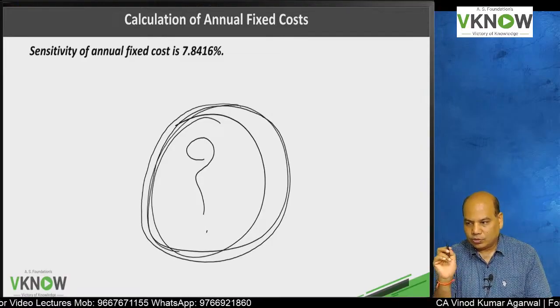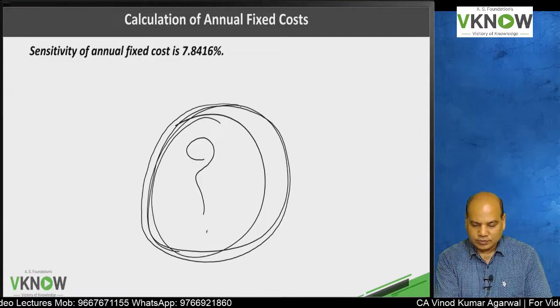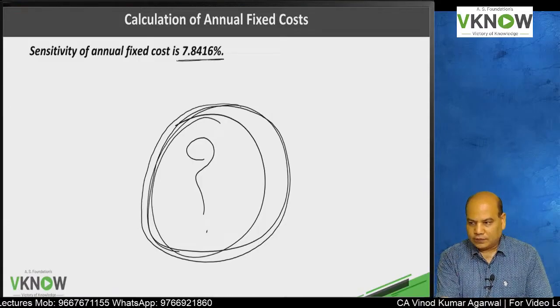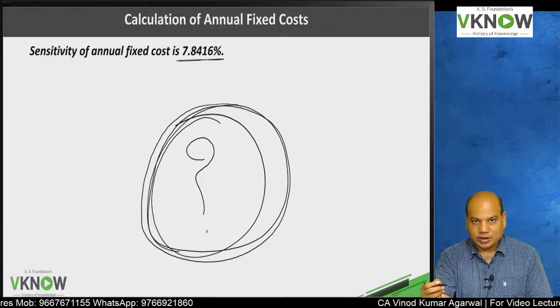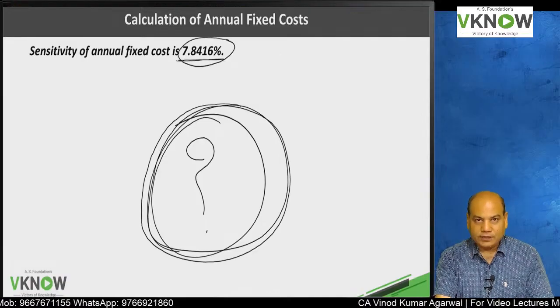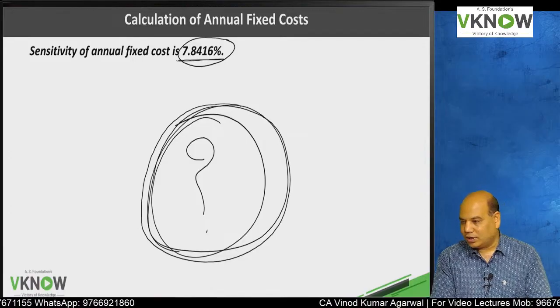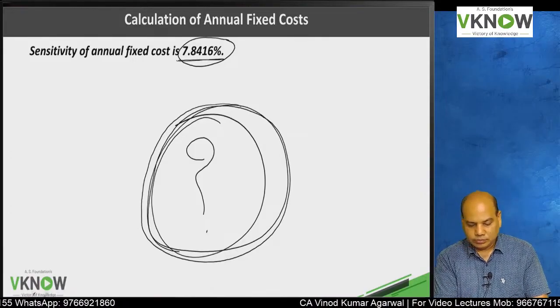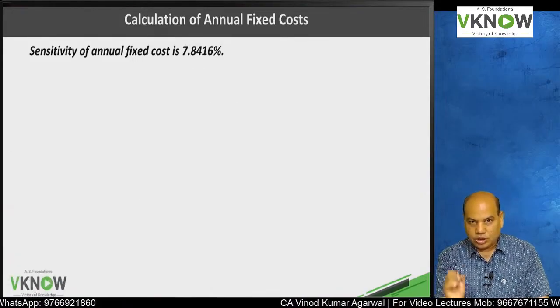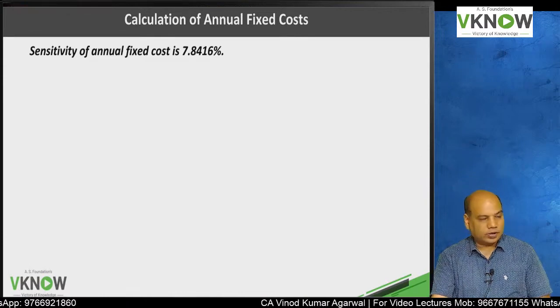What is the original fixed cost? I will give you a hint. If fixed cost increases by 7.8416%, NPV will be 0, other variables kept constant. Please try. Only if you try you will learn. I'll wait for 30 seconds.